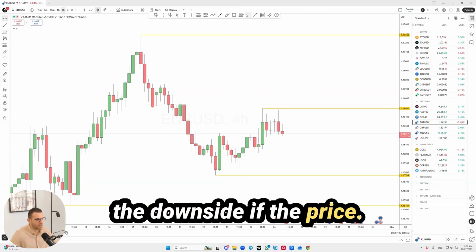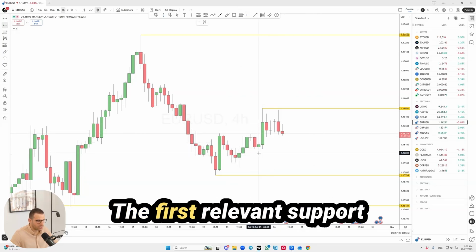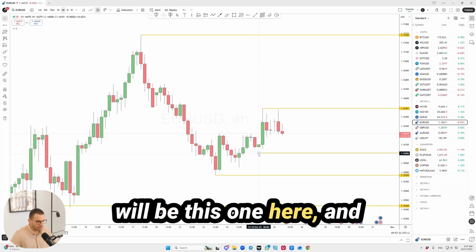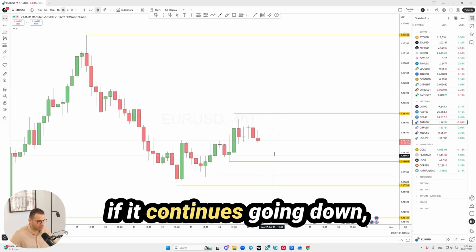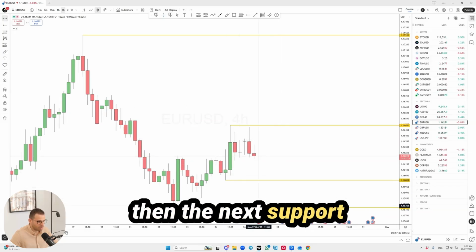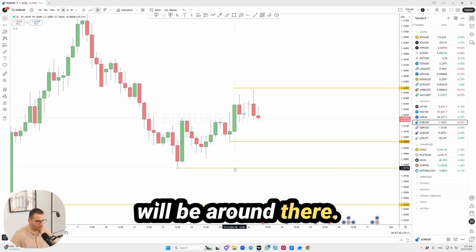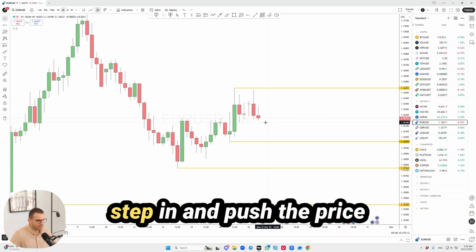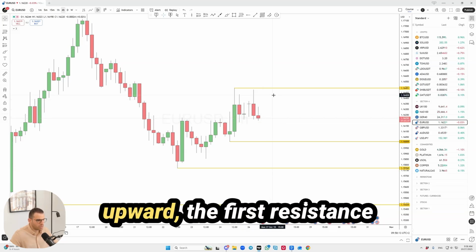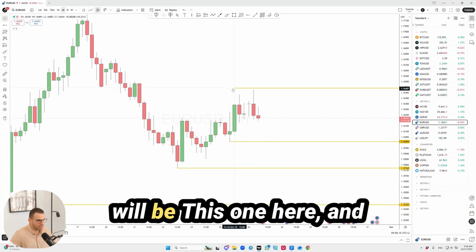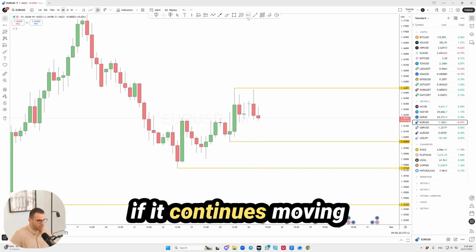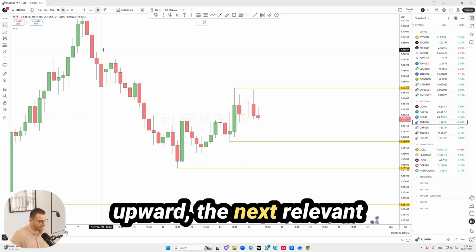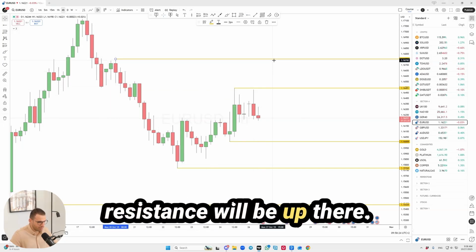If the price keeps moving lower, the first relevant support will be this one here, and if it continues going down, then the next support will be around there. On the other hand, if buyers step in and push the price upward, the first resistance will be this one here, and if it continues moving upward, the next relevant resistance will be up there.